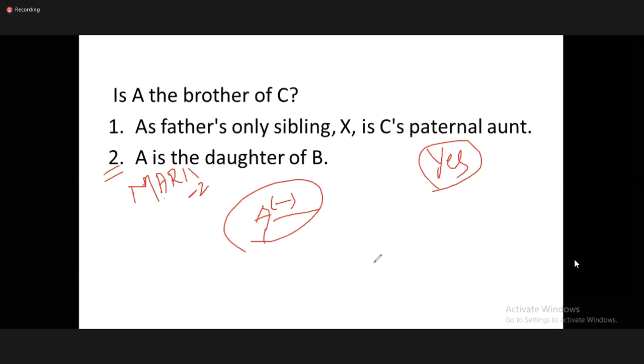Please understand. Is A the brother of C? So the point is, you should know whether A is male or female. A is the daughter of B, which essentially tells that A is a female. So your answer will become what? Is A the brother of C fails, which means no is as good as yes. So your answer is going to be Mark 2, the correct answer.